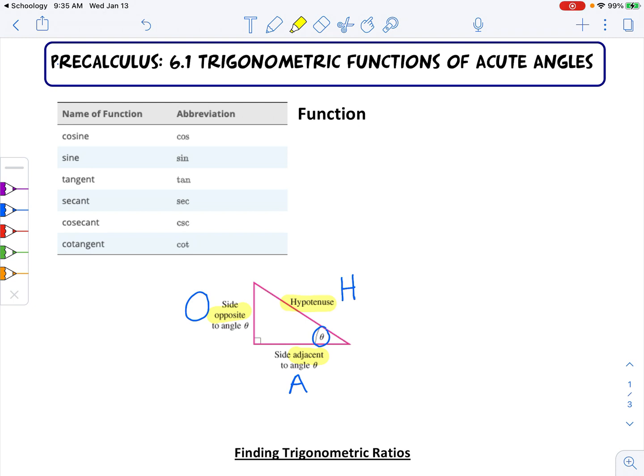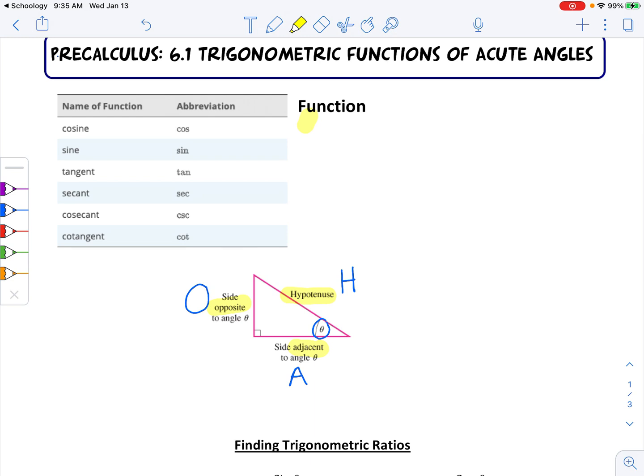For example, cosine is the adjacent over the hypotenuse. So in the cosine line, I'm going to write adjacent over hypotenuse. That is the ratio that goes with cosine. Sine is opposite over hypotenuse, so O over H. Tangent is O over A, opposite over adjacent.